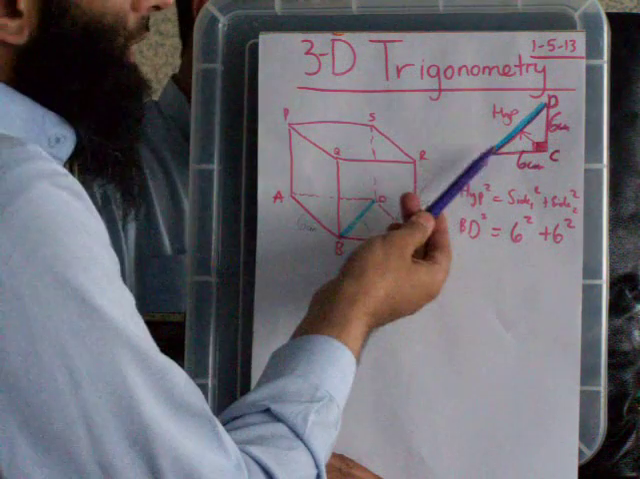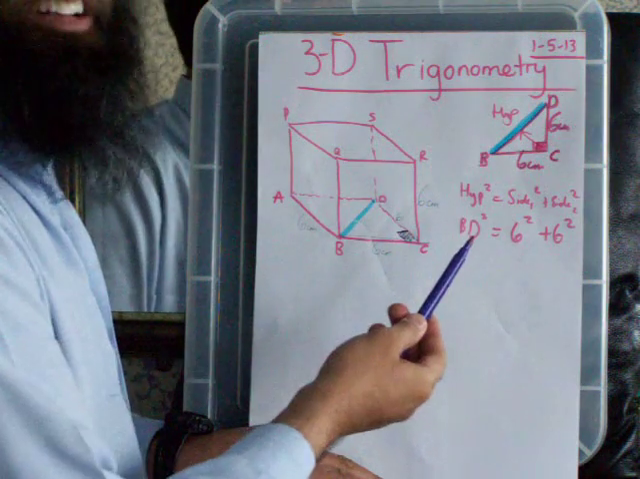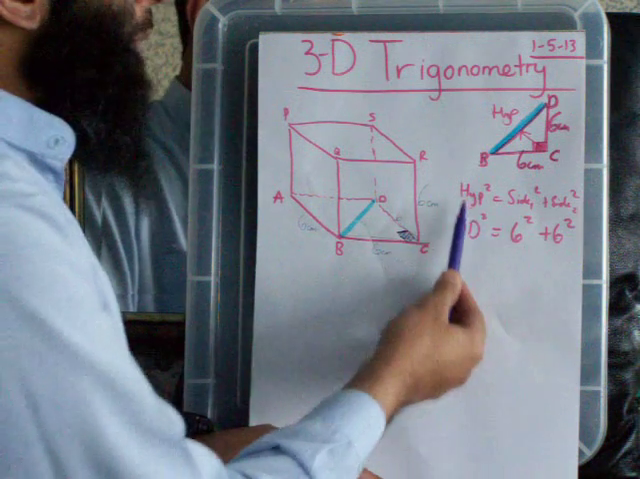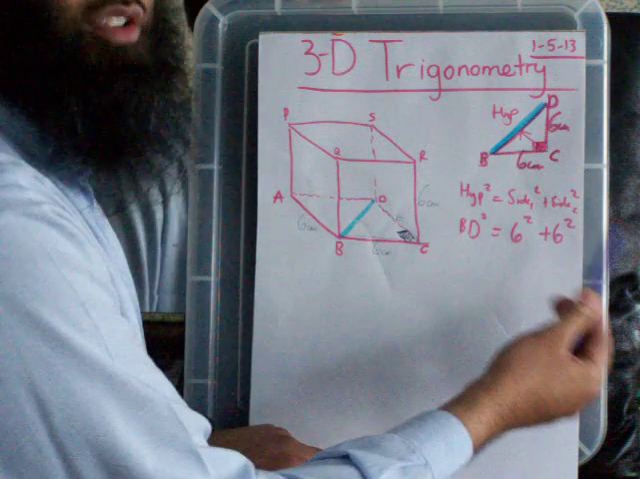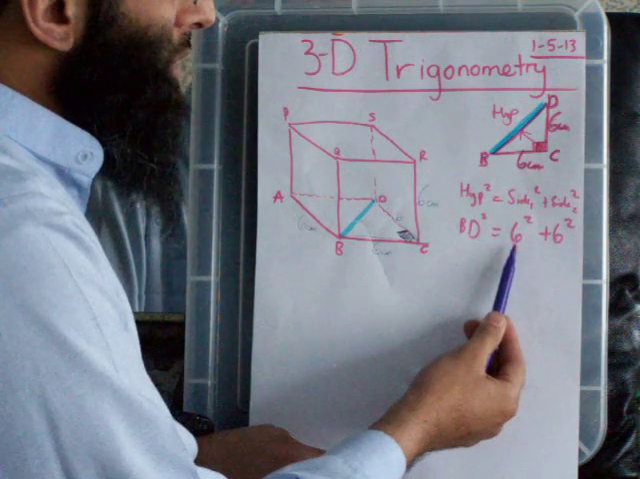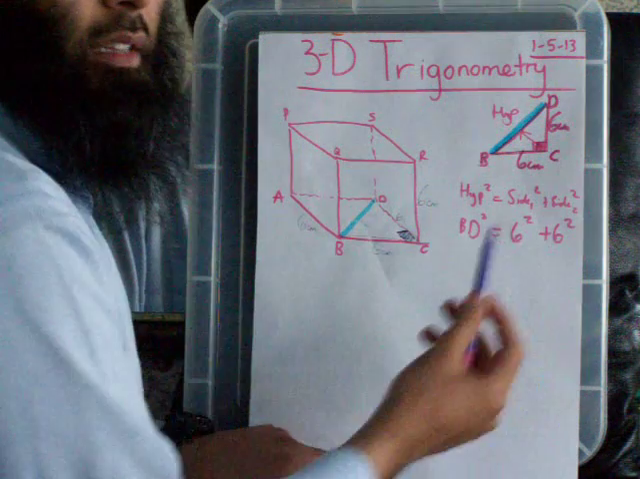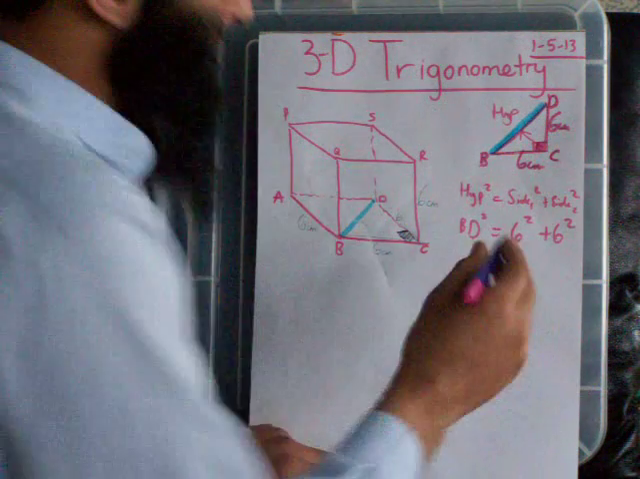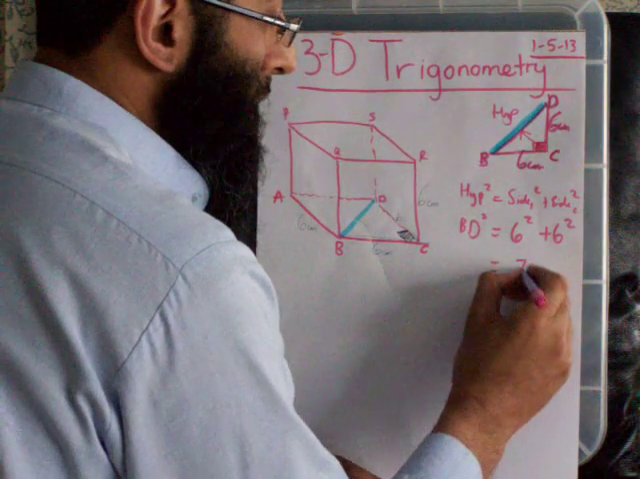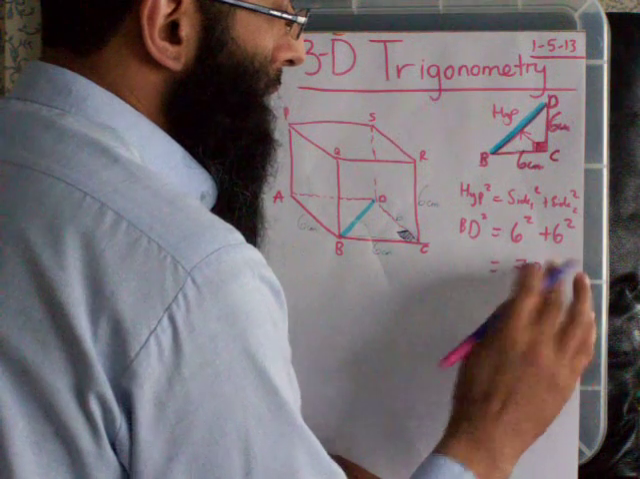So now in order to work out the blue side, we need to use Pythagoras theorem, which is the hypotenuse squared is equal to the sum of the other two sides squared. So now you put in the values, 6 squared add 6 squared, that gives you 36 add 36, which is, I think, 72. Okay, 72.